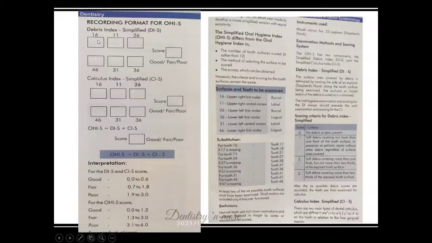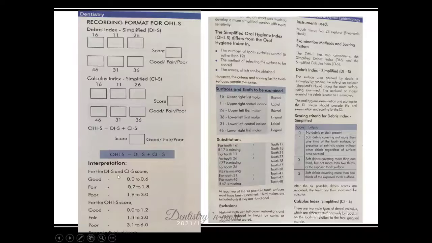Why is it index teeth? Because it is the first tooth to be erupted in that quadrant. 16, 11, 26, 36, 31 and 46, and we use lingual surface of 36 and 46, and we calculate it, and we get interpretation good, fair, poor.